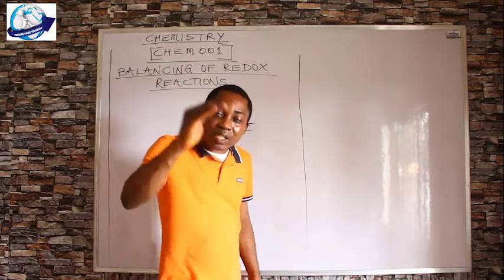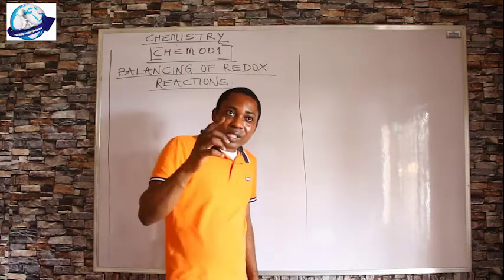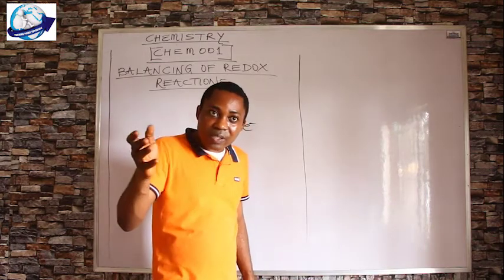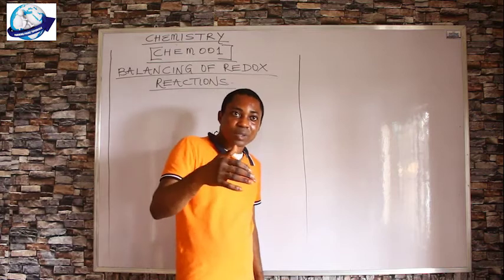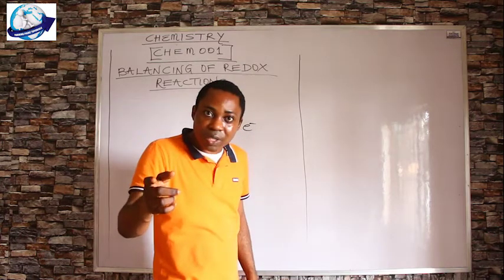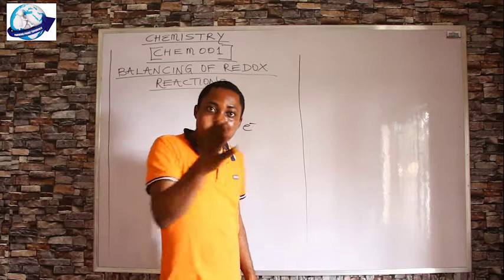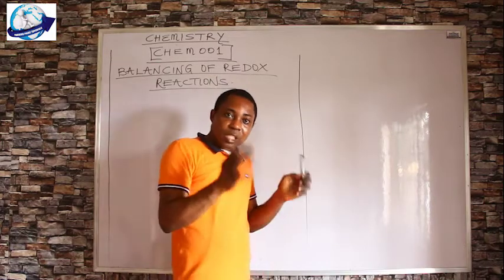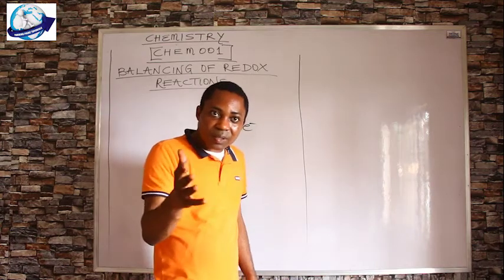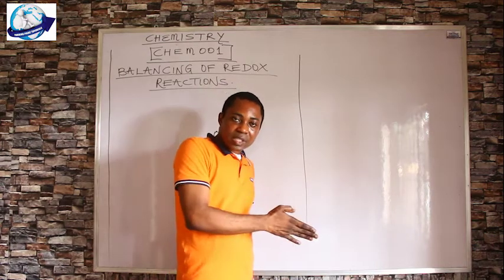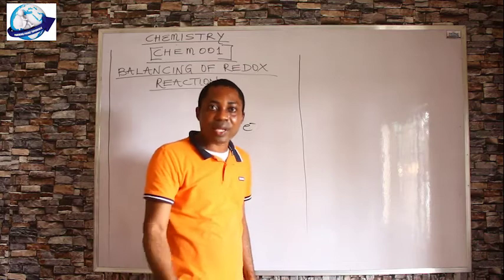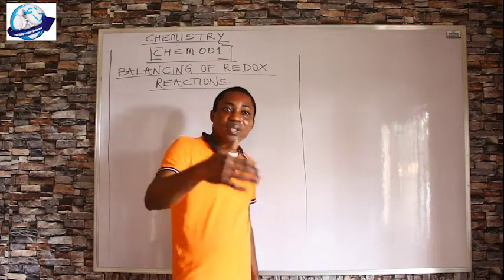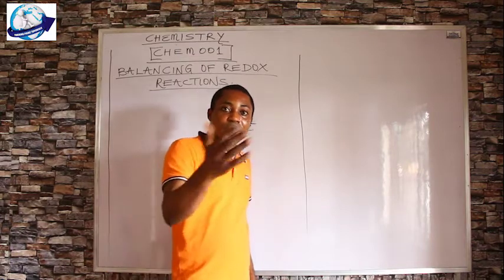So these are the steps to follow. First one, I said split the equation into 2 halves. That is called half equations. One is called the reduction half equation, then the other one is called the oxidation half equation. Then number 2, by inspection you do the work of balancing. Start by balancing the central atom. Then you go ahead and balance the oxygen. After that, balance the hydrogen. And this one is done either in acidic medium or basic medium.